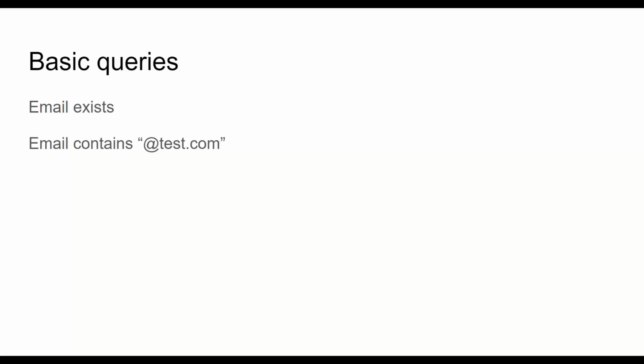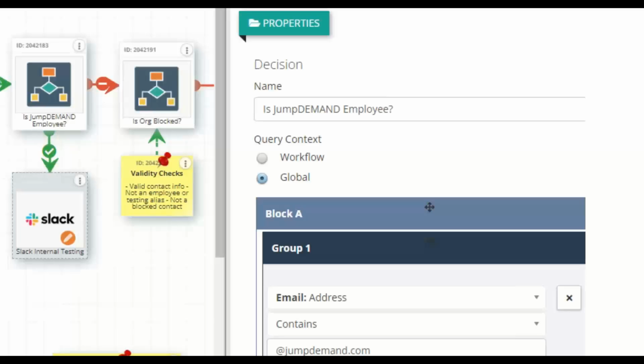First, let's look at just some basic ones, and exists is a good one, or contains. These are just some basic queries you can do on email, and I'll show you an example of this. Let's say we had a lead processing workflow, and inside that workflow, we don't want test form fills to be treated like everything else. Well, an easy way to do this is to put in a check up there. On the top left, you see is JumpDemand employee, and I'm looking for any email address that contains jumpdemand.com. That's a good way of finding if this is using one of our test form fills.